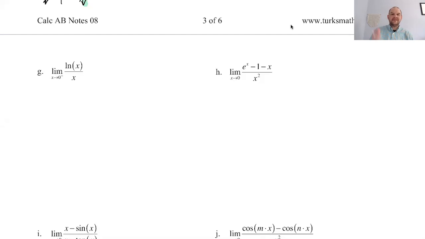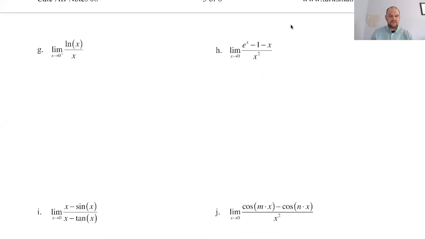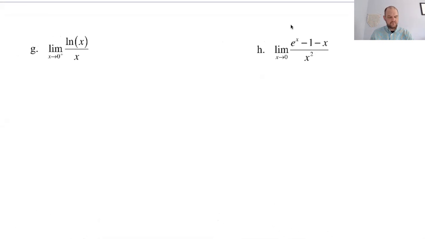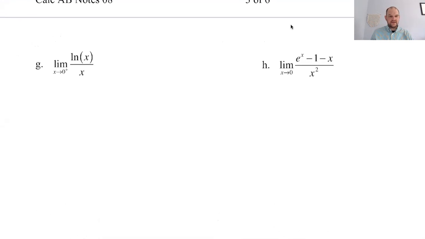All right, we're back. We are in Calc AB Notes 8, talking about L'Hopital's rule, doing a lot of limits, trying to get the notation correct. We're going to be on page 4 here, so let's just keep going because it's just more examples. So this first one's kind of interesting because, let's think about it graphically.